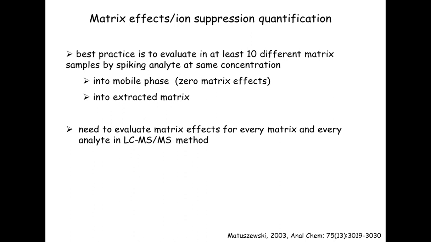and so it's probably best that we all do this. You basically take your 10 different matrix samples and extract them, and you take mobile phase and extract that and spike the analyte in at the same concentration in each of these 11 samples. Again, if you're using different matrices and different analytes, you have to evaluate matrix effects for each matrix and each analyte in your method. And this paper at the bottom right-hand side here gives a very good description of how to do these experiments.